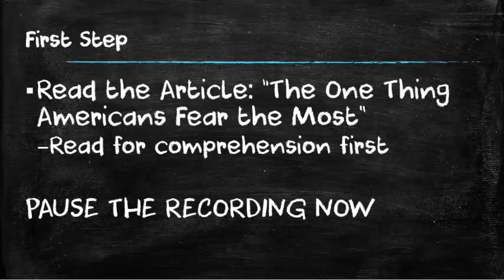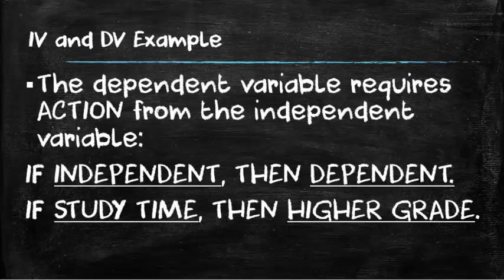All right, were you able to locate the hypothesis? And how about the variables, the independent and dependent variable? Remember, always the dependent variable requires action from the independent variable. So if this, then that. And here's an example for you. If independent, then dependent is, for example, if study time, then higher grade.